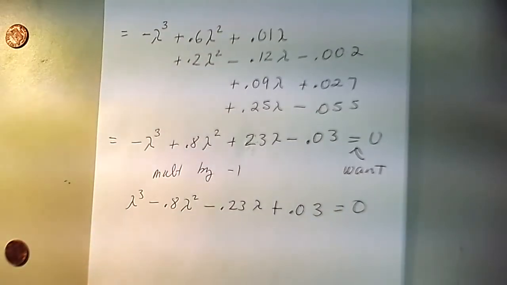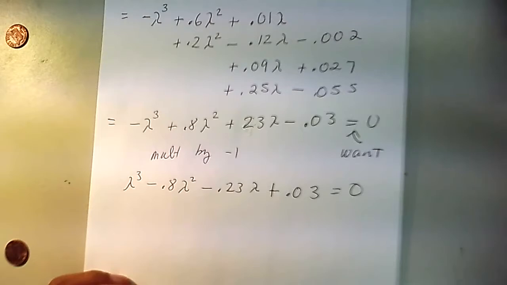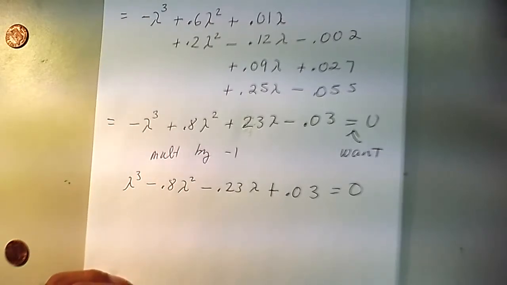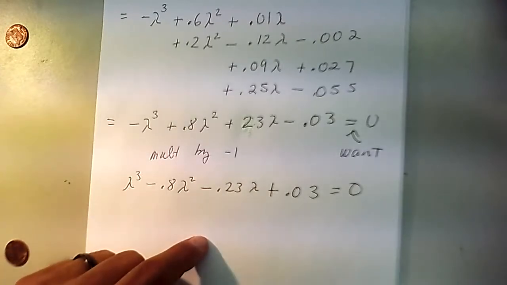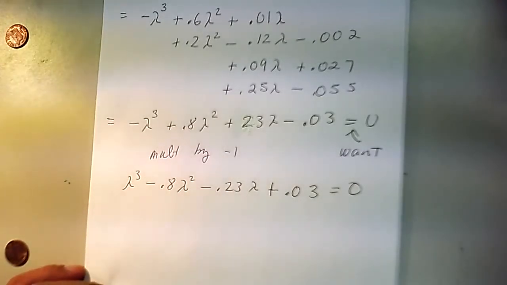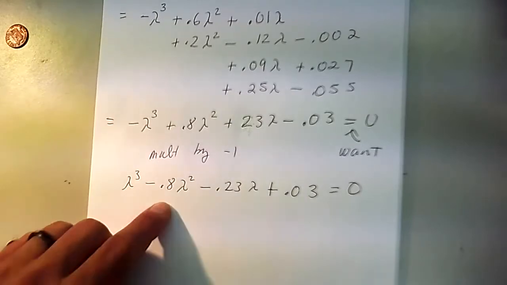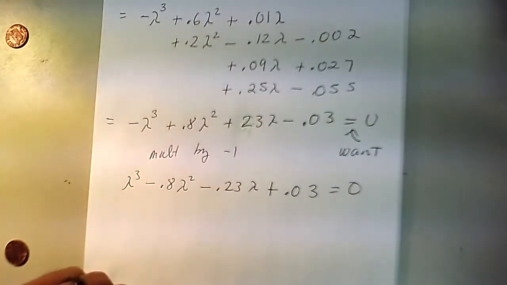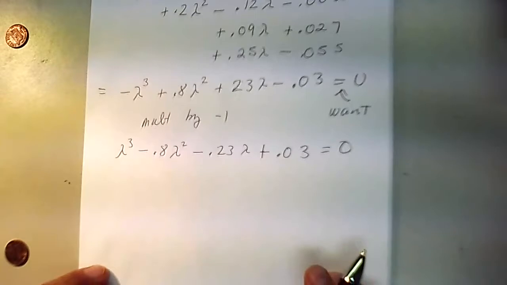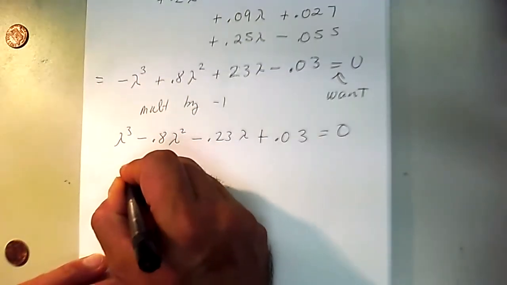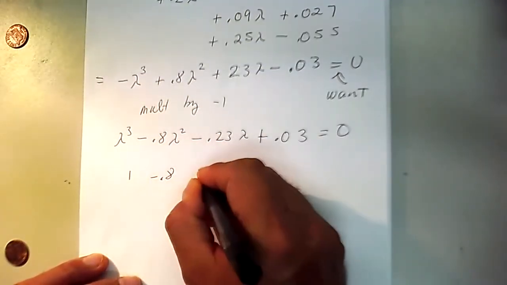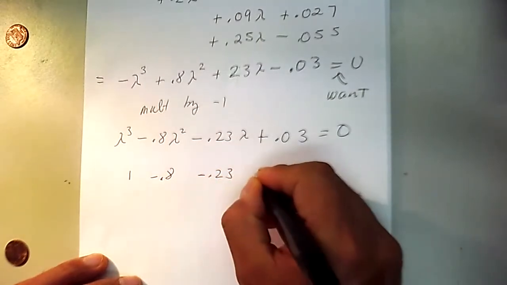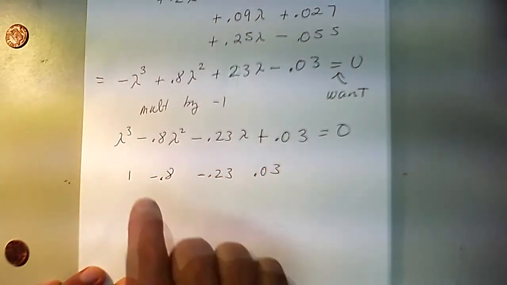And here's the trick. When you're working on a Markov matrix, the number 1 is always a solution to the characteristic polynomial, always. Because factoring this or trying to find the solutions may be rather complicated, but if we know one solution, then we can factor this out. We can apply synthetic division, and I'm not going to reteach synthetic division, but let me just show you how we do it. So 1, negative 0.8, negative 0.23, and positive 0.03 are the coefficients of the polynomial.